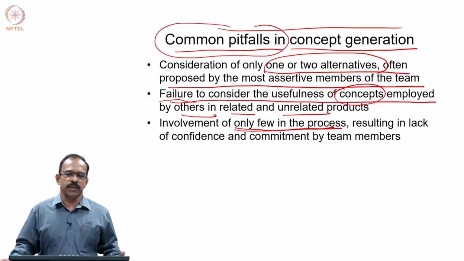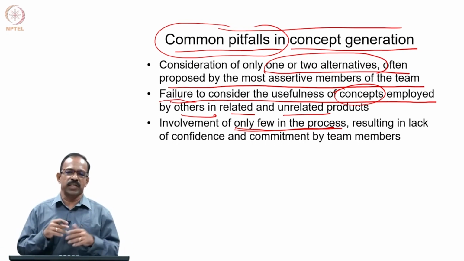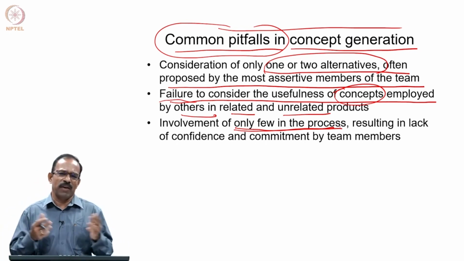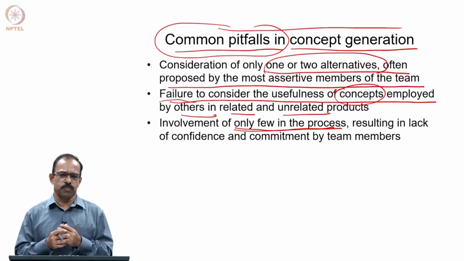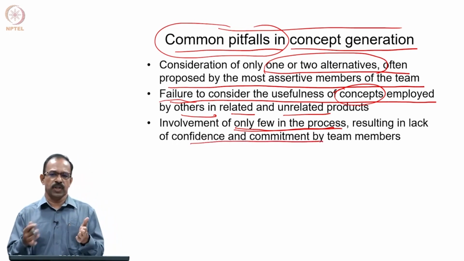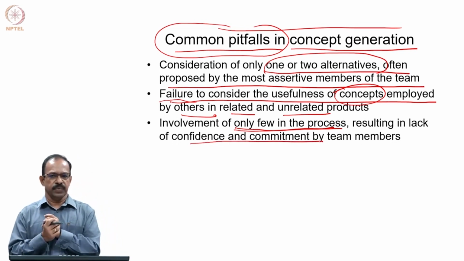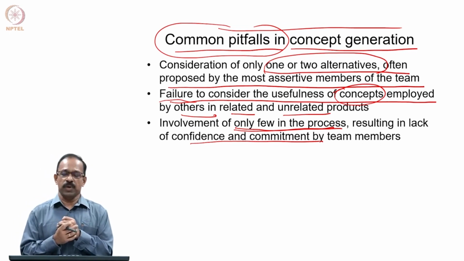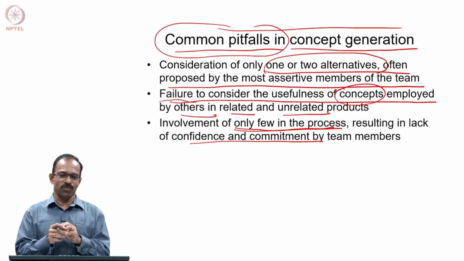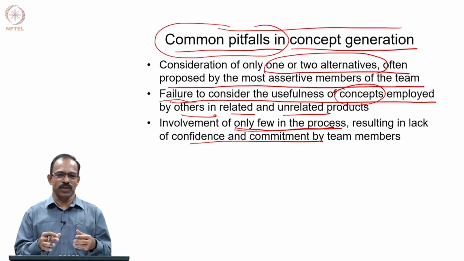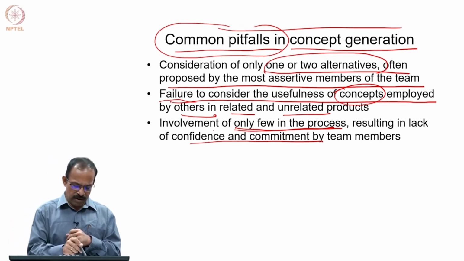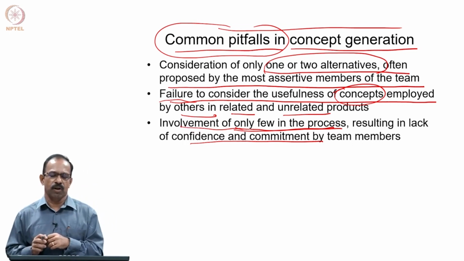Suppose you have a 6-member team, only 1 or 2 will be actively participating in coming up with alternatives. So, the rest of the people will not have any interest in the ideas the others proposed, and therefore, their commitment and confidence will be very low with respect to that concept or alternative. This is why we need participation from everyone, and everyone's views should be taken into account, so that everyone will have confidence in that particular alternative and will be able to take it forward. So, make sure that everyone is involved in the development stage.